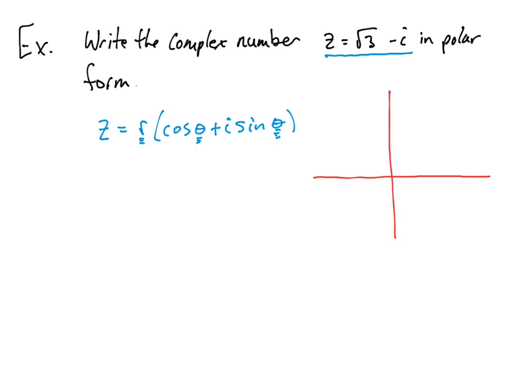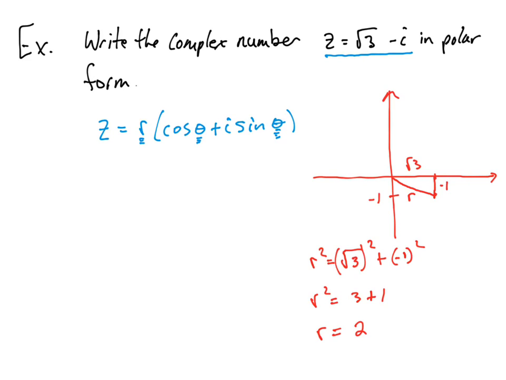So the r value is just the distance that this point is away from 0. So square root of 3 is the horizontal or the real portion, and then negative i, so negative 1i. So this point is down here. Okay, so this is going to be negative 1. So what we need to do is find r. We're going to use the Pythagorean theorem here. So r squared is equal to square root of 3 squared plus negative 1 squared. We get r squared is equal to 3 plus 1. So r is going to be positive 2.